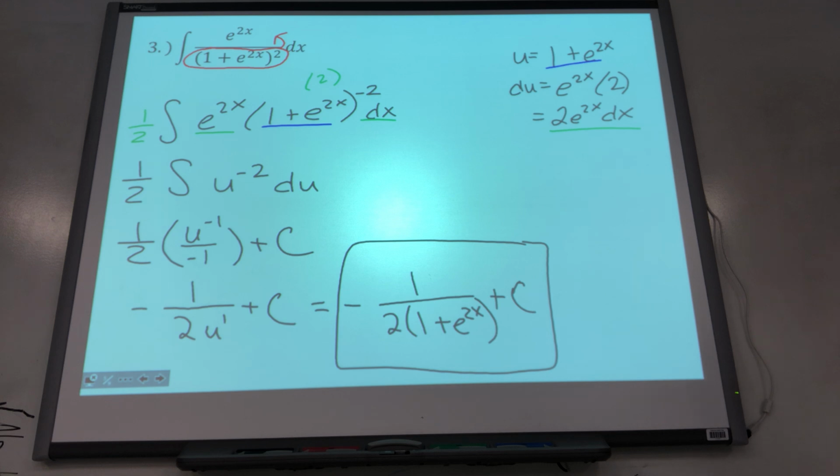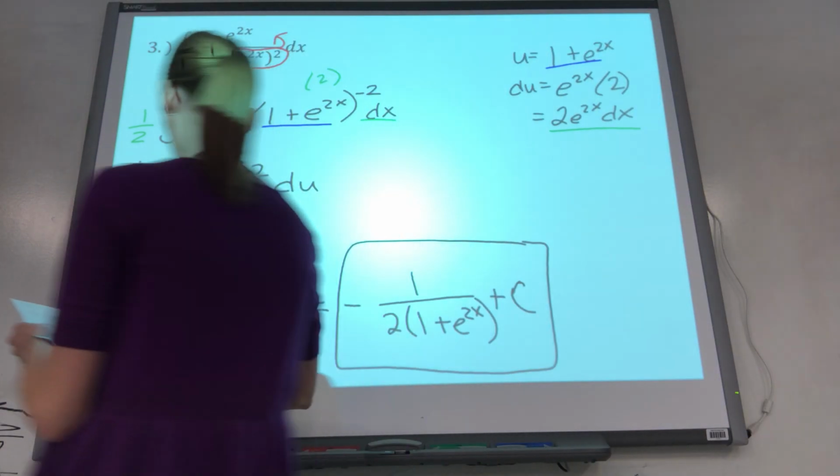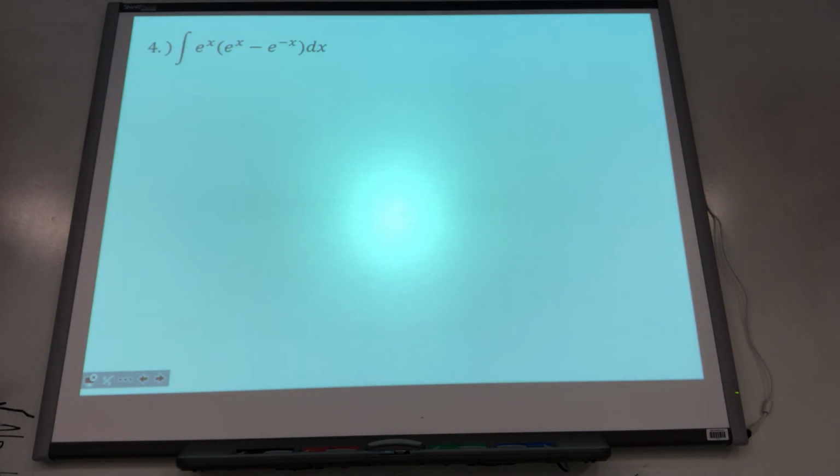All right. There's a few more here, but I don't think the next one should be quite as long. Example 4. Hang with me. They're all a little bit different. We're integrating e to the x times the quantity e to the x minus e to the negative x dx.